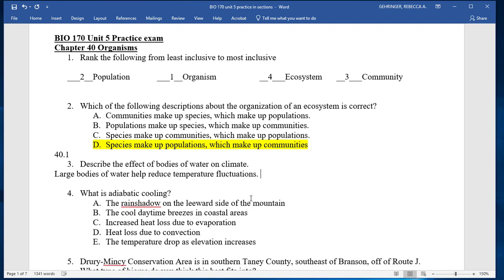What is adiabatic cooling? Is that the rain shadow on the leeward side of the mountain, the cool daytime breezes in coastal areas, increased heat loss due to evaporation, heat loss due to convection, or temperature drop as elevation rises? 4 is E, temperature drop as elevation rises.